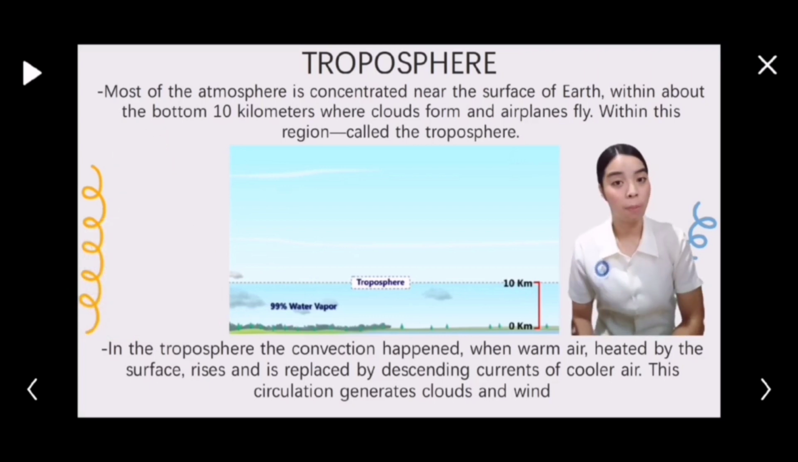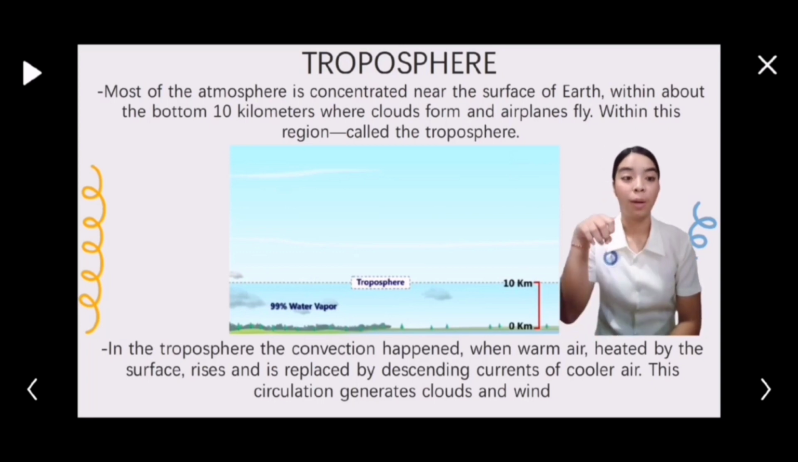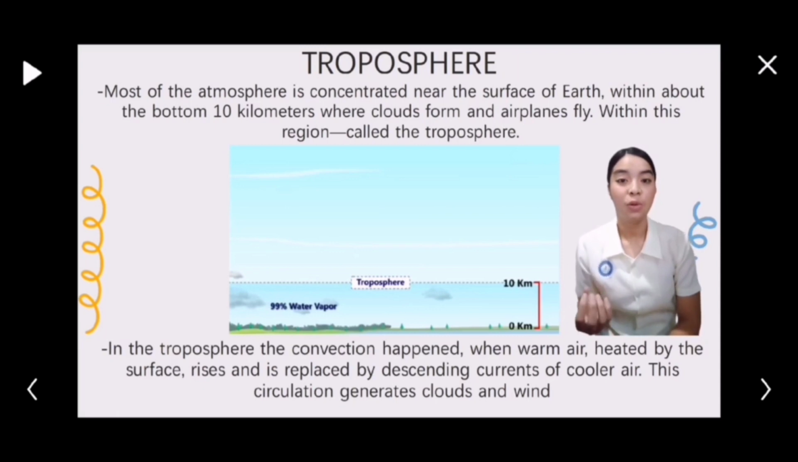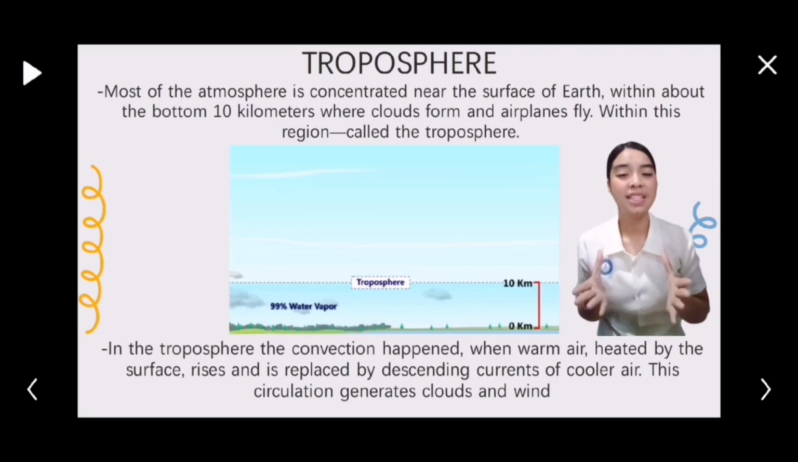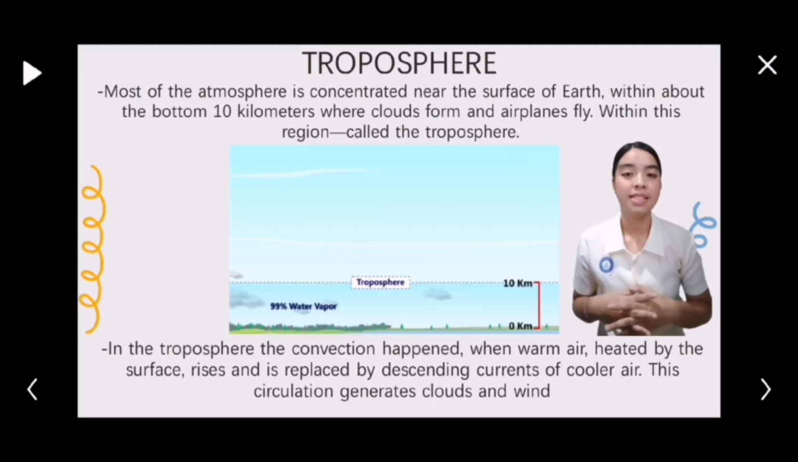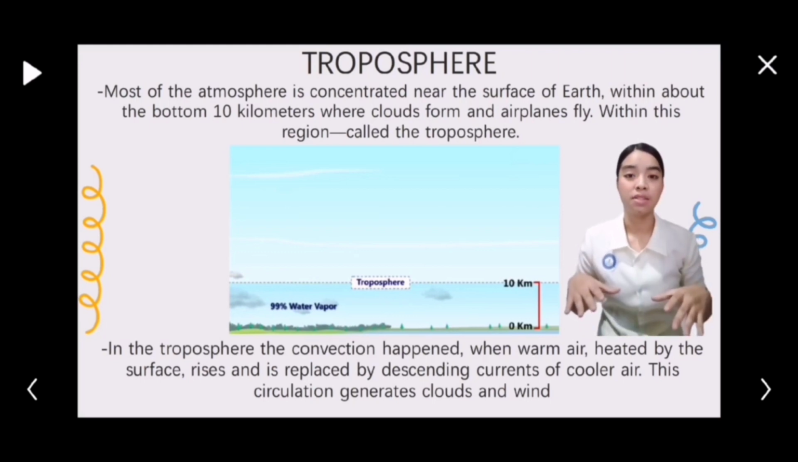Did you know that in the troposphere, convection happens? This is when the warm air heated by the surface rises and is replaced by a descending current of cooler wind. In this circulation of warm air and cool air, the clouds and the winds are formed. So basically, the troposphere is where the weather happens. This is where the weather changes because of the circulation within the troposphere.